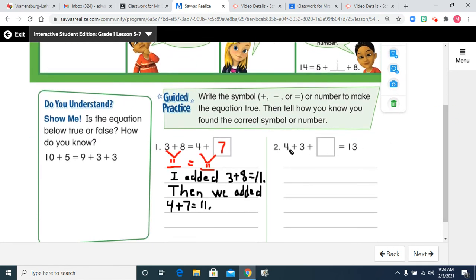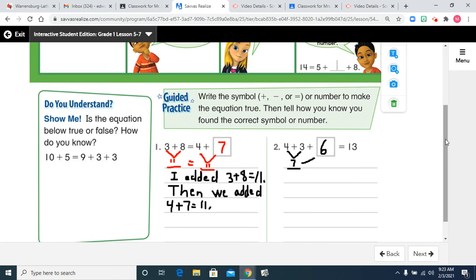Number 2. It says 4 plus 3 plus blank equals 13. Well, we know there's an equal sign on this side, and we know there's a plus sign on this side, so this will not be another symbol. It has to be a number, okay? So make your caret. We know that 4 plus 3 equals what? Equals 7, good. And then 7 plus something equals 13. So if you get on your number line or number grid, start on 7 and see how many hops it takes to get to 13. And if you did that, you know that it takes 6 hops to get to 13. So we know that 7 plus 6 equals 13.